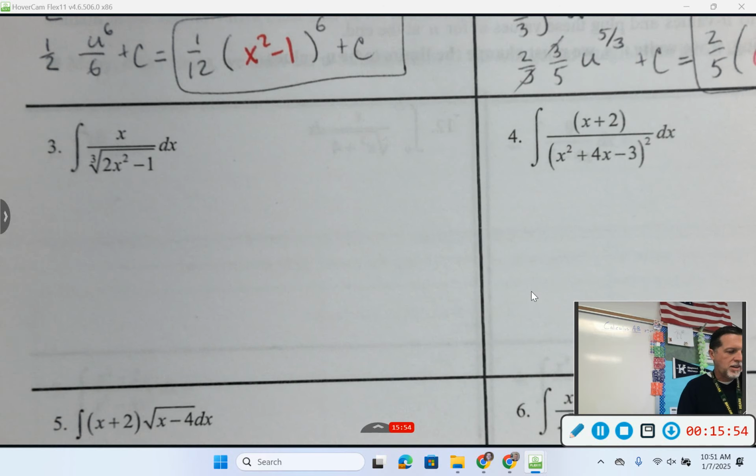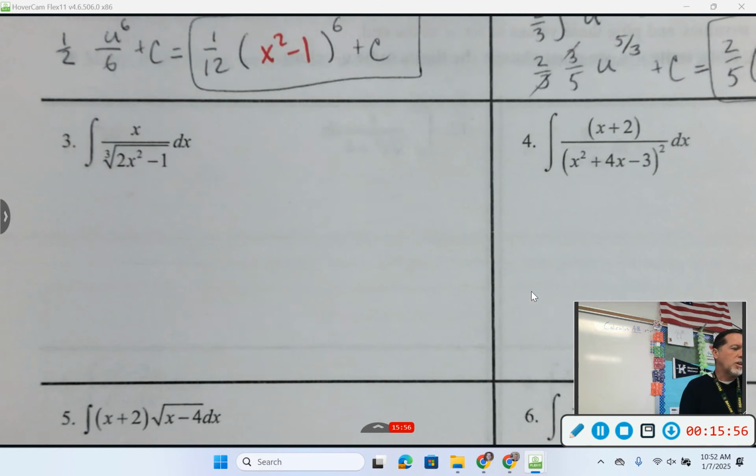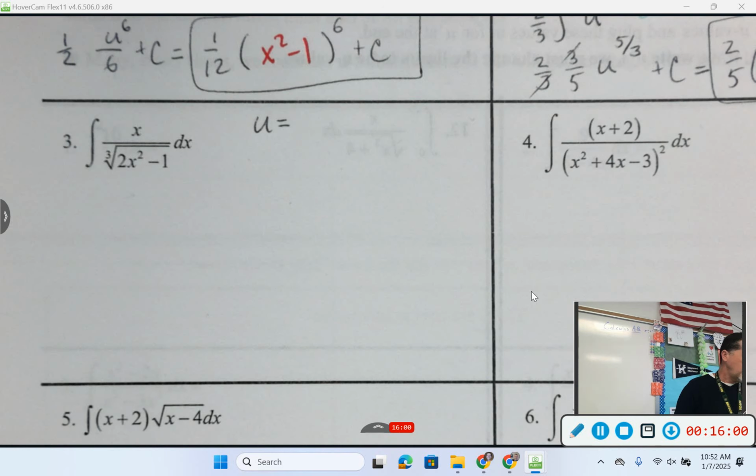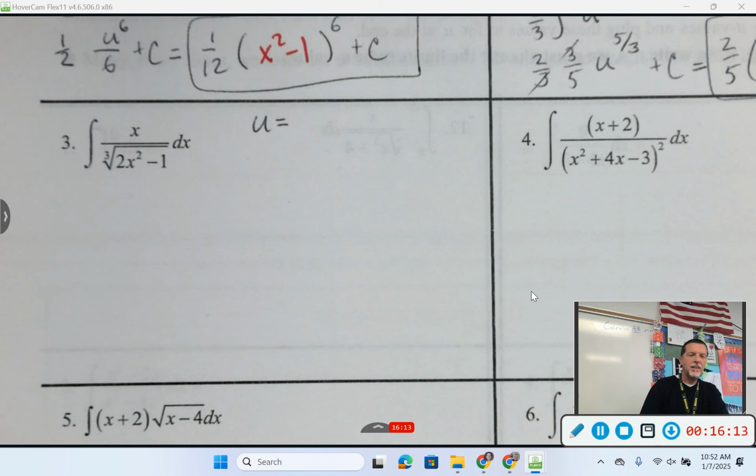Number 3. I'm not sure I want to start calling on people yet to pick u. Any thoughts on what u should be? Any guesses? I'm not holding it against you yet because it's still early. We have to be careful.